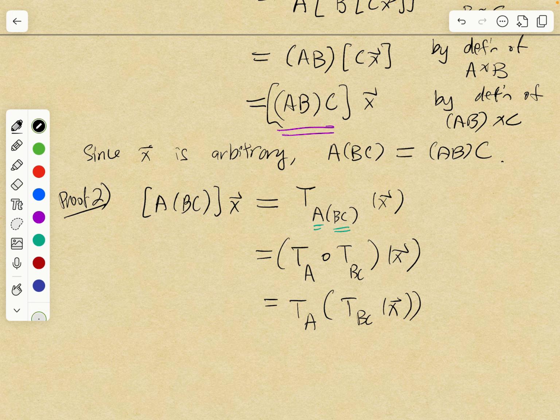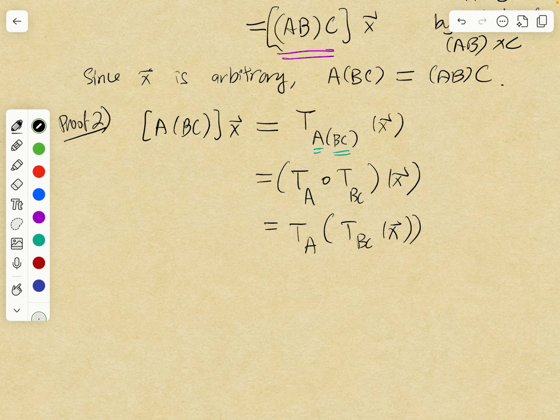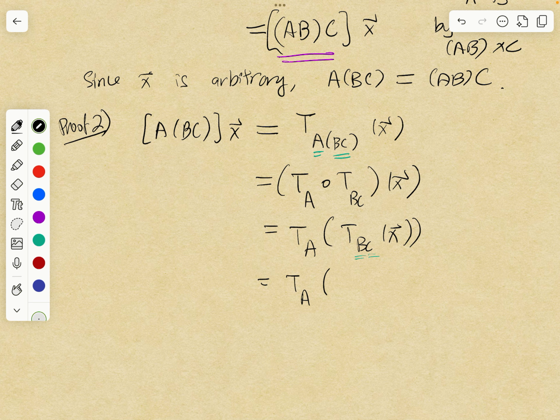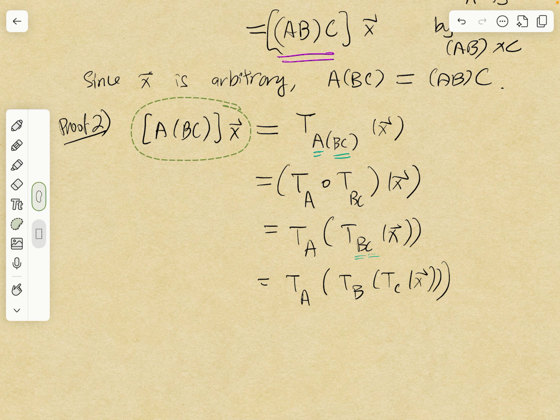Okay. And now T sub BC of X, again, I have a product of two matrices, and so I can write that as a composition. That's going to be T sub A of T sub BC of X is equal to T sub A of T sub B of T sub C of X. Okay, so the result of taking this matrix A times BC and applying it to X is equal to this. You apply T sub C, then T sub B, then T sub A.